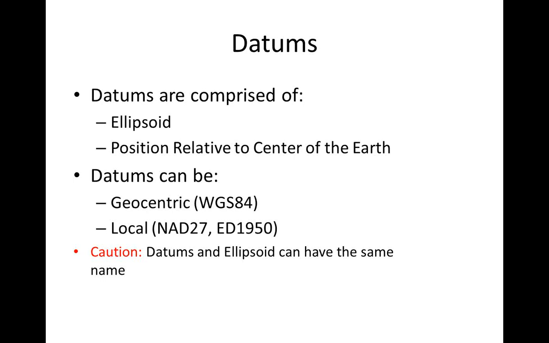So just again, datums are comprised of ellipsoids, and they can be geocentric or local, which is what I just talked about. And then it's easy to get them mixed up. Sometimes they have the same name, but they don't necessarily mean the same thing.